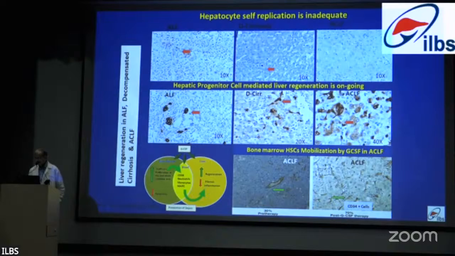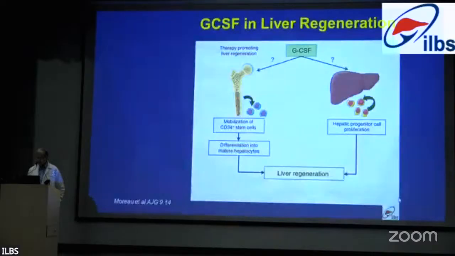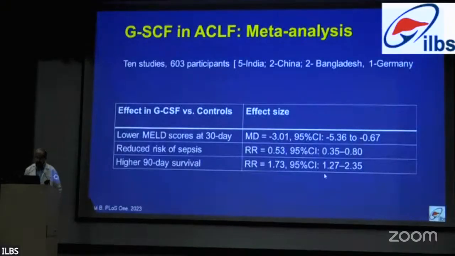As also shown in this study, in ACLF, when given GCSF, you have almost 2 times more of the CD34 and 133 cells coming in. And this was shown by Vishal in his work, that those who received GCSF had a better survival than those who did not. And Risha Moru gave this beautiful concept diagram. GCSF will work on the liver to stimulate progenitors and work on the marrow to mobilize CD34 stem cells to help in regeneration of the liver.